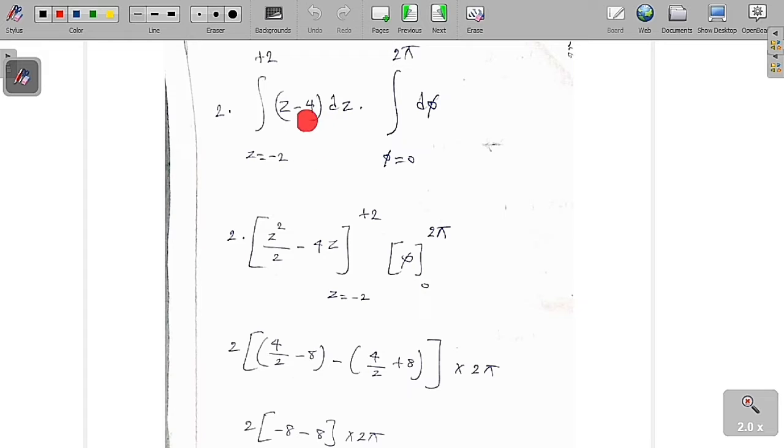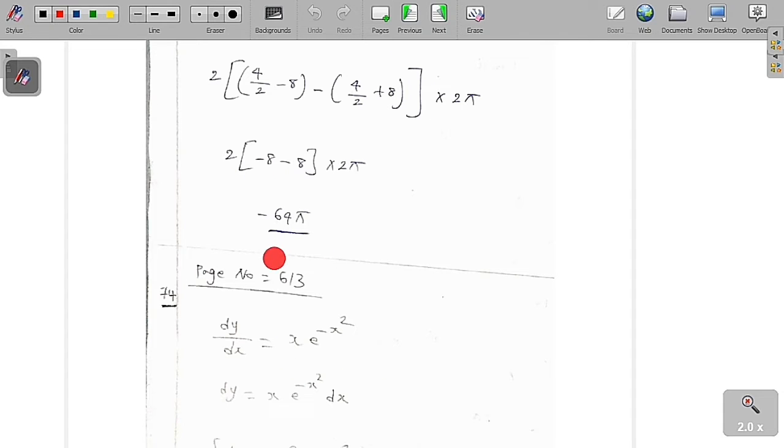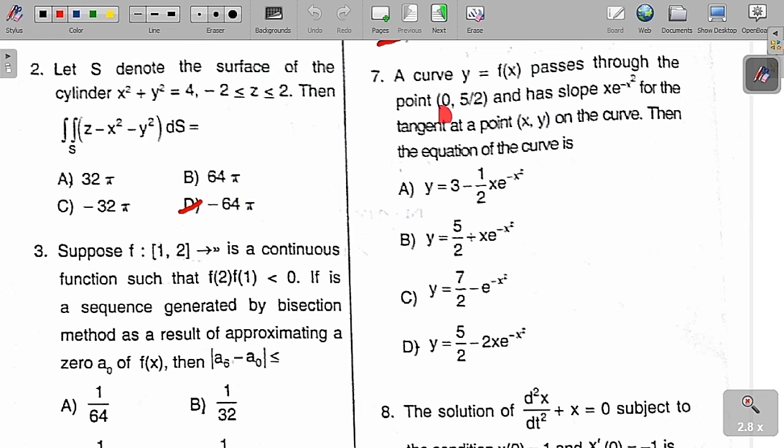So 2 into the integration of z is z square by 2 minus 4z. Substitute the limits z is equal to minus 2 to plus 2, and the integration of d phi is nothing but phi. Substitute the limits 0 to 2 pi. So if you substitute upper limit minus lower limit, we are going to get 2 into 4 by 2 minus 8 minus of 4 by 2 plus 8, into 2 pi, because 2 pi minus 0 is equal to 2 pi. So if you solve this finally, we are going to get minus 64 pi, which is the correct solution of this question. So now we are going to solve the next question.